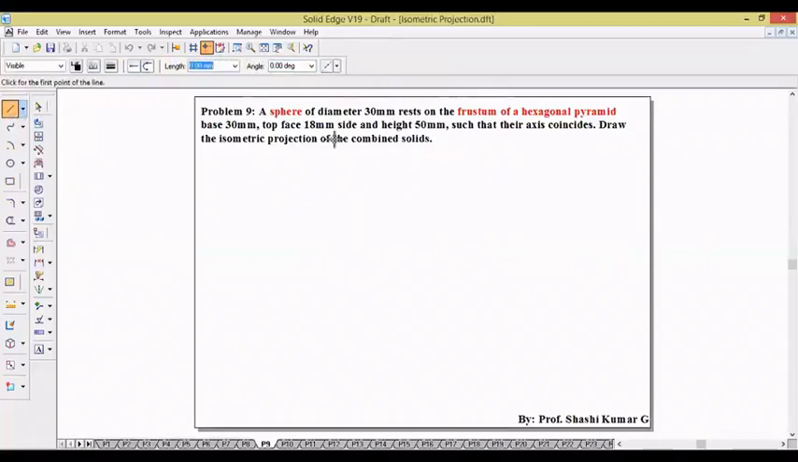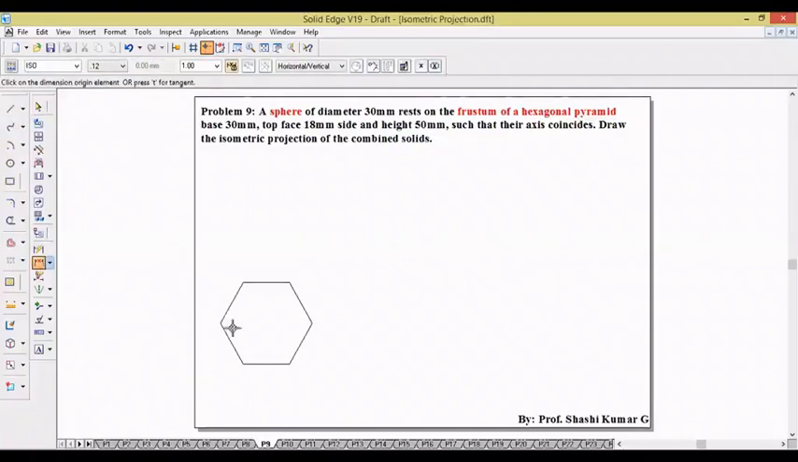So let us draw the frustum of the hexagonal pyramid first. The bottom base is 30 mm. I draw a hexagon of size 30 mm: 0 degrees, 30, 60 degrees, 2 times 60, 3 times 60, 4 times 60, 5 times 60 as the angles. Go for the distance between command, get the dimensions for this hexagon.